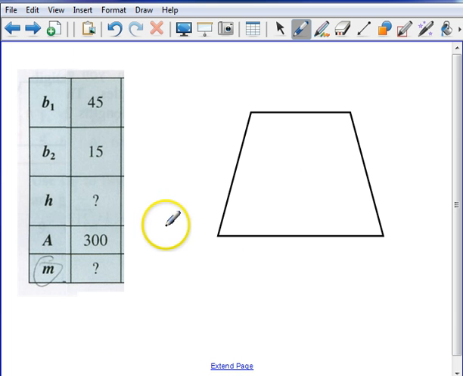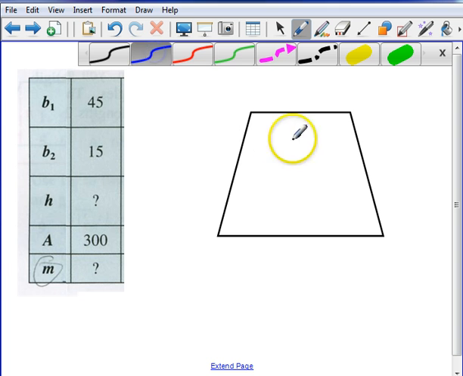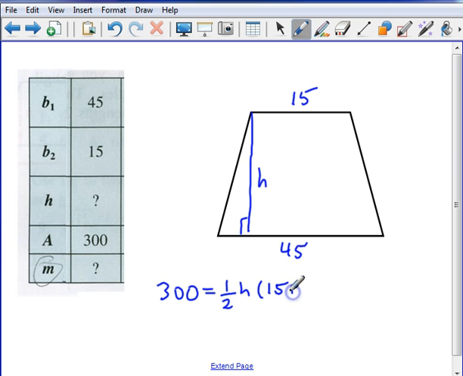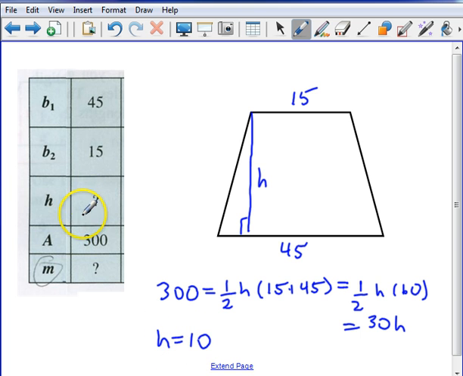All right, let's do some examples. So here we're told that B1 is 45 and B2 is 15, so I'll make this 45. I'll make that 15. We do not know h. We do know the area is 300. We do not know m. Okay, well, 300 is going to equal 1/2 h times 15 plus 45, which is equal to 1/2 of h times 60, which is equal to 30h. That means that h is 10. 300 divided by 30. So we've got that.